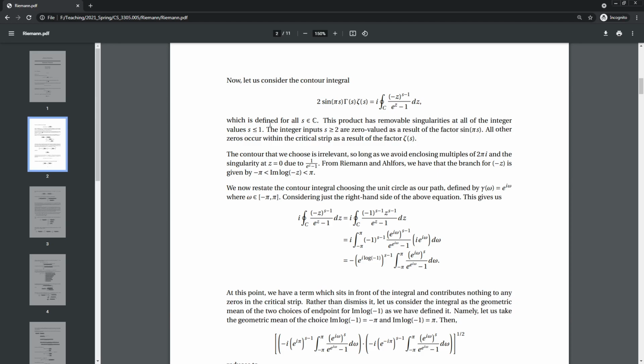Okay? And that's because these are canceling each other out. This goes to 0 whenever this goes to infinity, and so they cancel each other out. And so the integer inputs for s greater than or equal to 1 result in the factor, and so all of the other zeros occur within the critical strip. And so again, this is 0 nowhere. And this is only 0 for certain values on the real line, and even sometimes when sine of pi s is 0, gamma of s cancels it out. So that's all this is saying.